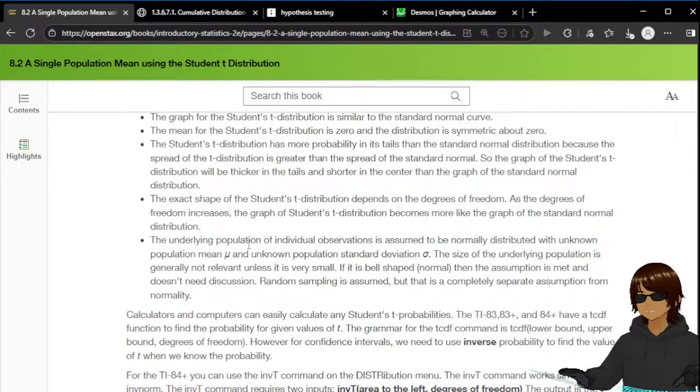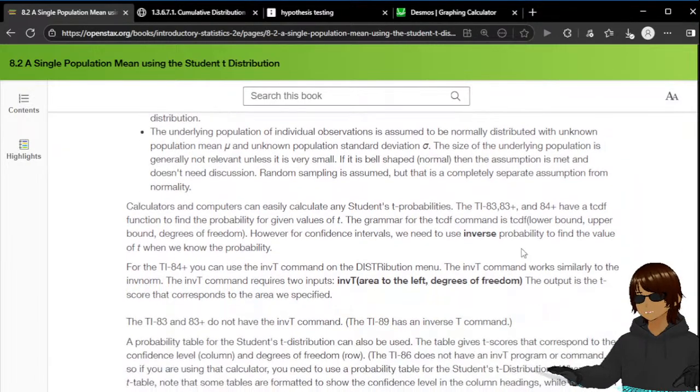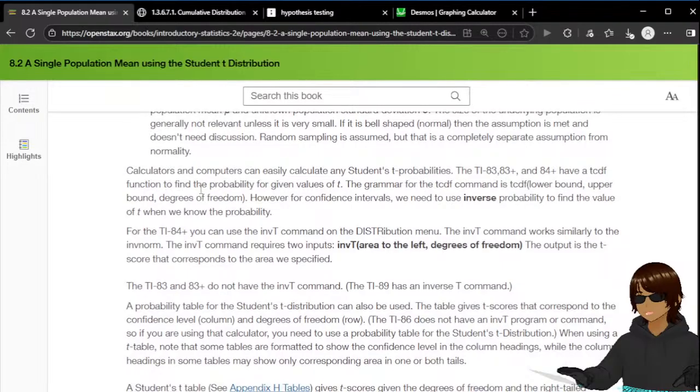The underlying population of individual observations is assumed to be normally distributed with unknown population mean mu and unknown population standard deviation sigma. The size of the underlying population is generally not relevant unless it is very small. If it is bell shaped, then the assumption is met and doesn't need discussion. Random sampling was assumed, but that is a completely separate assumption from normality.